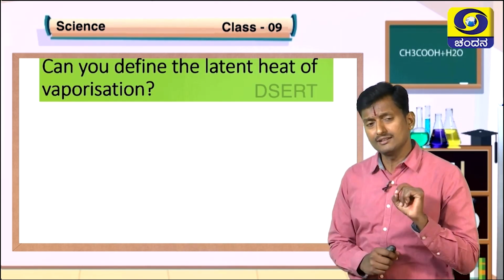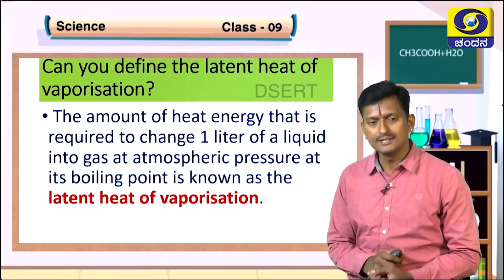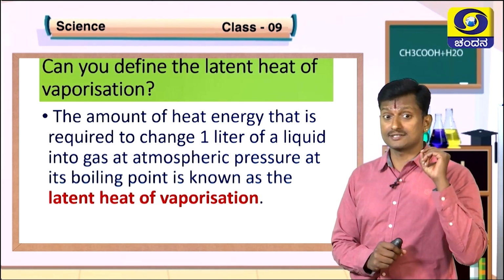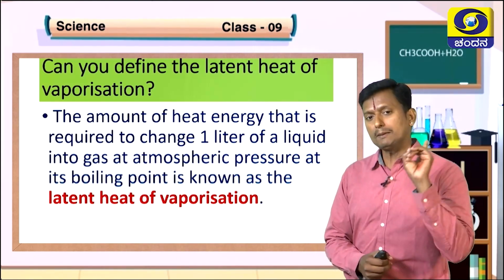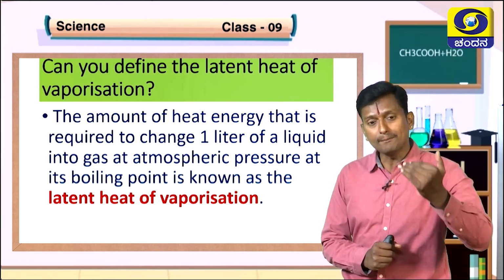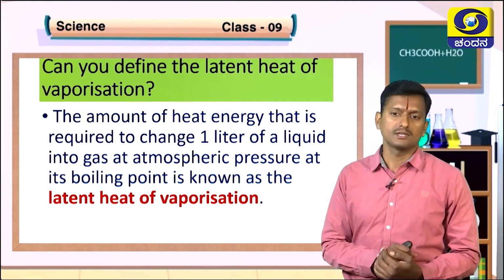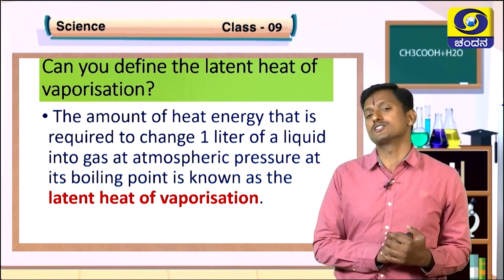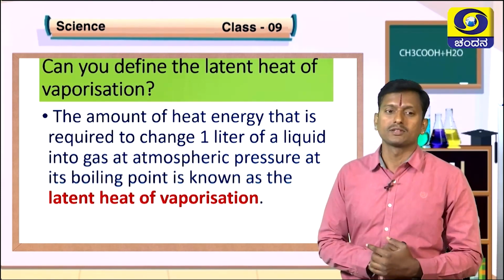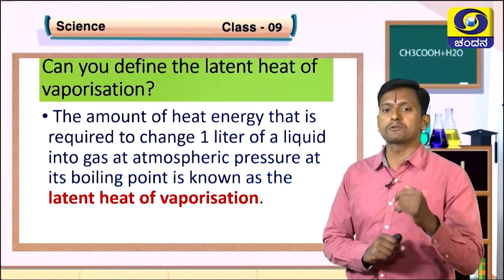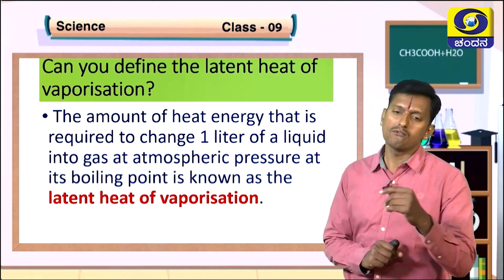Can you define now the latent heat of vaporization? The amount of heat energy that is required to change 1 liter of liquid into gas at atmospheric pressure at its boiling point is known as the latent heat of vaporization. Once again, the amount of heat energy that is required to change 1 liter of a liquid into gas at atmospheric pressure at its boiling point is called latent heat of vaporization.